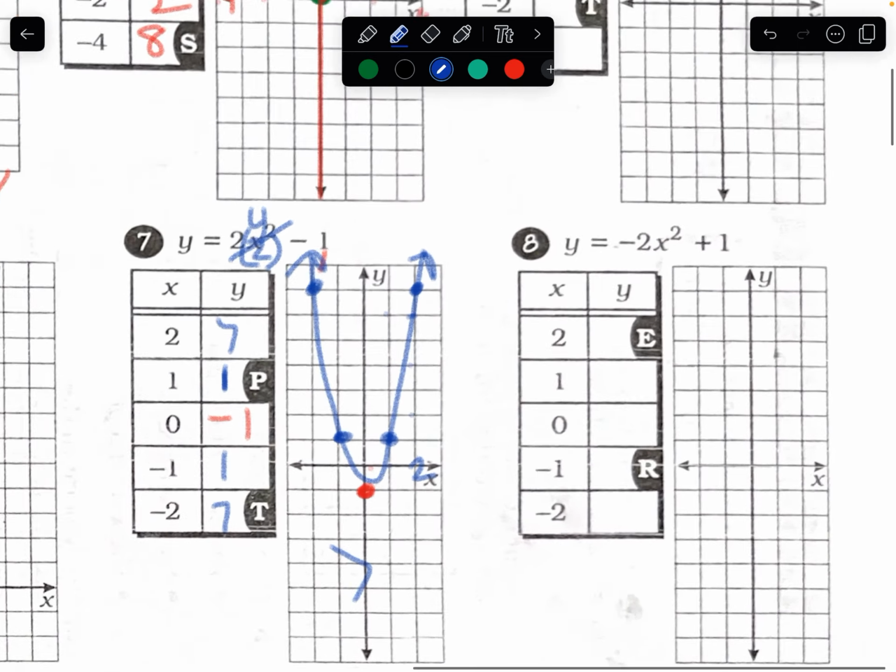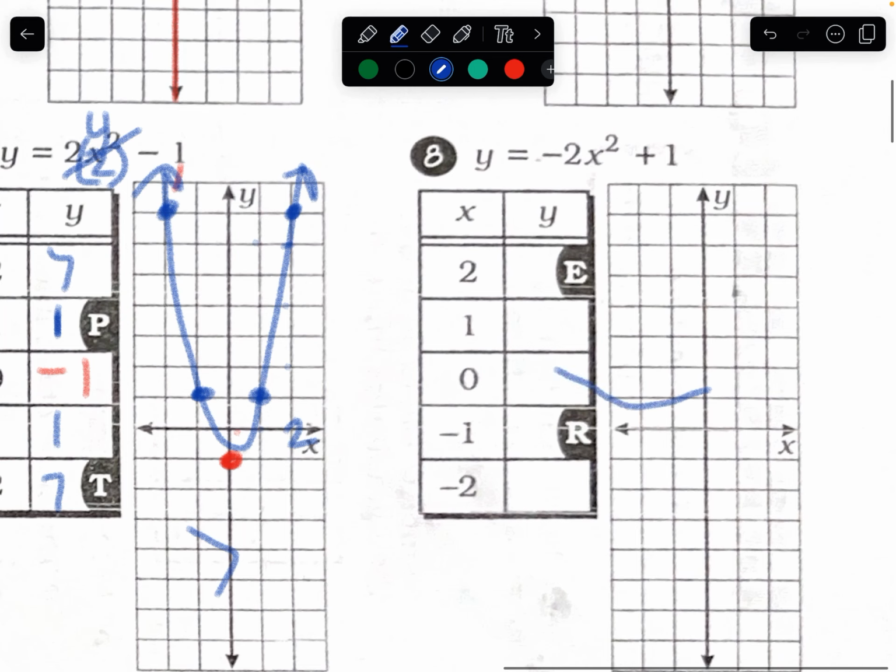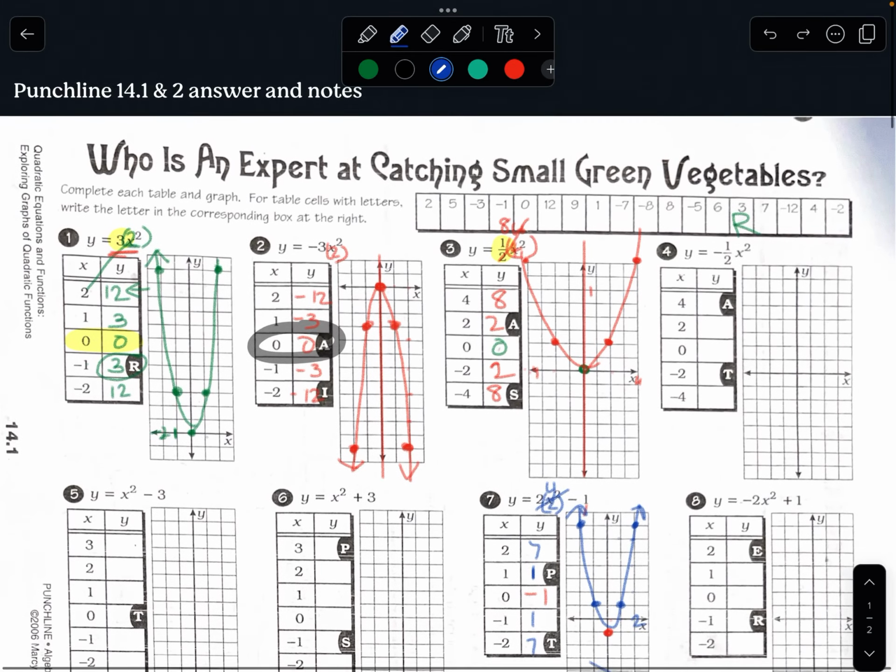Okay, I hope this one's the same thing, just going down. Because it's a negative leading coefficient. It's negative. Hope this helps you for those who are absent.